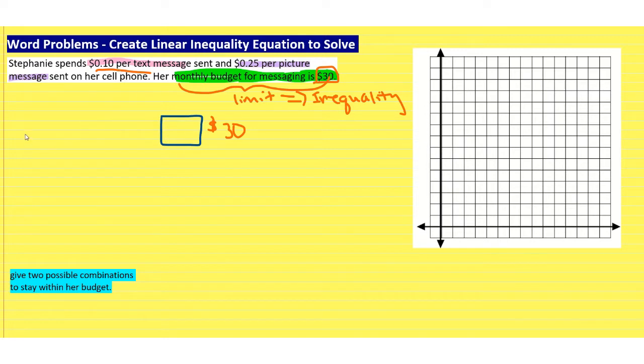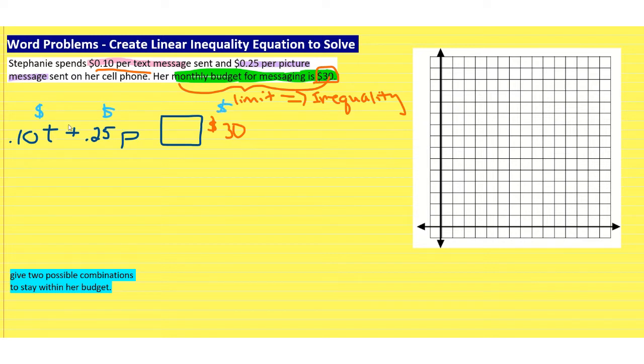And then they tell us about our text messages. They say that we have 10 cents is what we're going to pay for each text message. So 10 cents times some number of text messages would give us the cost of all of our text messages. Plus, we're going to spend 25 cents times some number of picture messages, and that would give us the cost of our picture messages. So again, we need to just realize that we're talking about money and money and money. All of our units need to be the same.